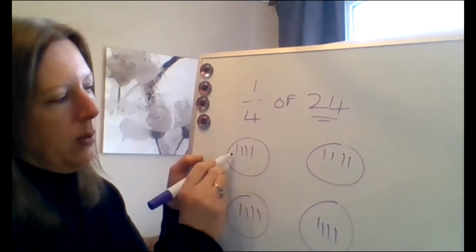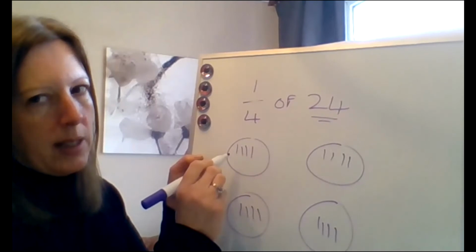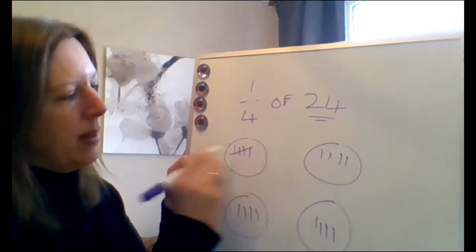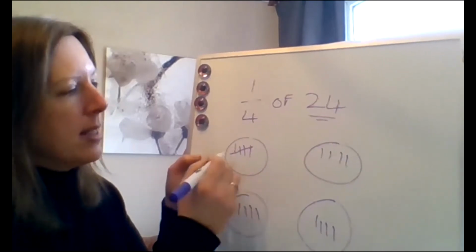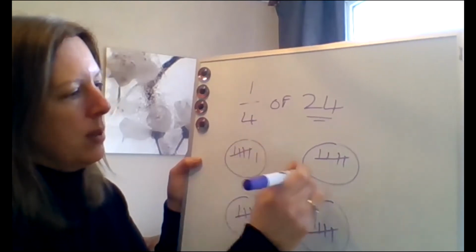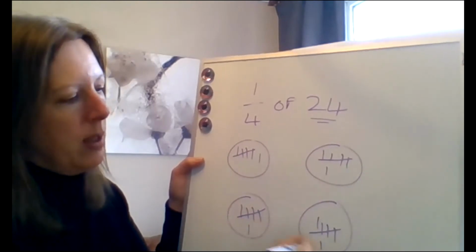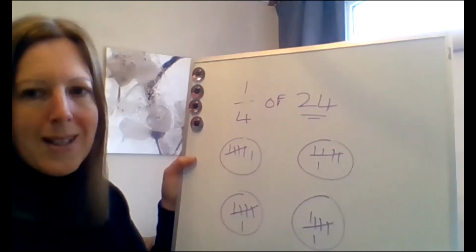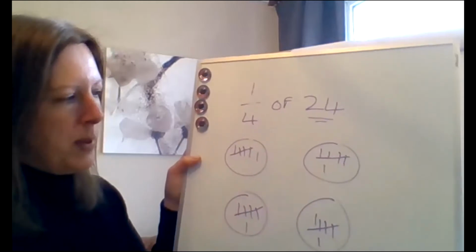Now look, we're onto our tally like we did with our handling data last week, aren't we? So I could go like that, to make it easy to count. So 17, 18, 19, 20, 21, 22, 23, 24. There's my 24 split into my 4 groups there.